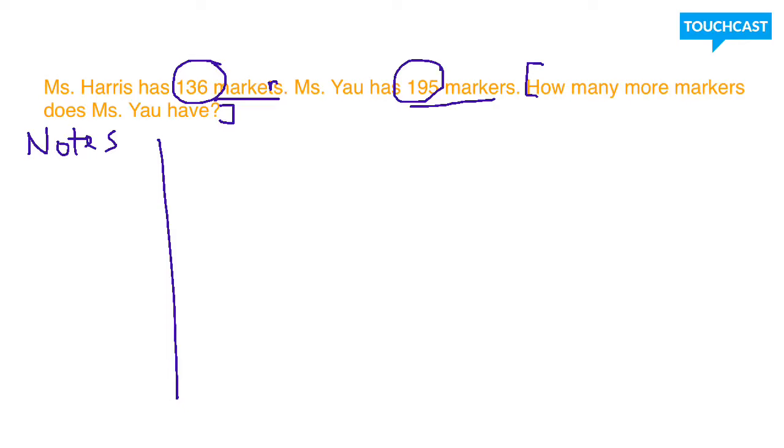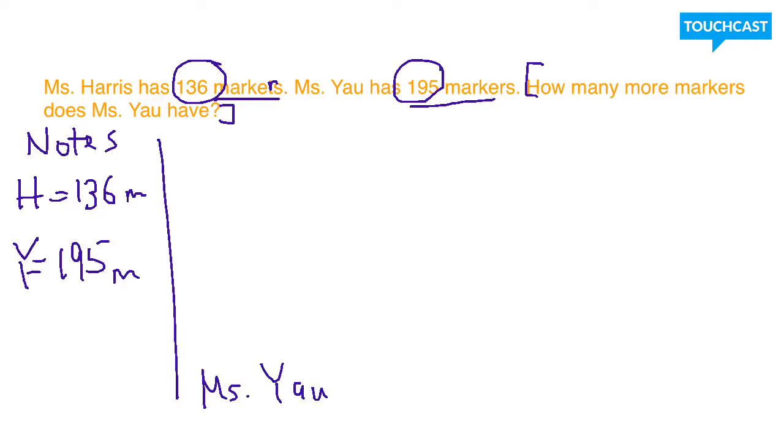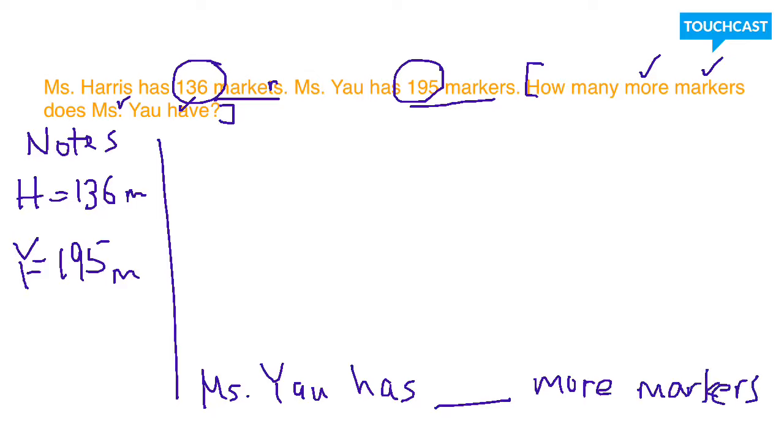Ms. Harris has 136 markers. Harris equals 136M. Look how I'm abbreviating. I'm not writing everything out. Yao has 195. Y, me, equals 195M. And let's take a look at this question. How many more markers does Ms. Yao have? I'm going to use the same words in this question to write out an answer sentence. Ms. Yao, straight from the question, has, changing that have into has, blank more markers. Look at that. I'm using the same words from this question. Ms. Yao has blank more markers.